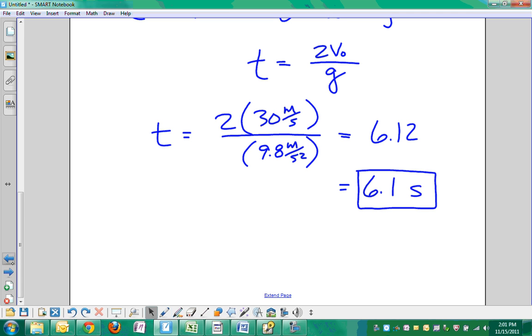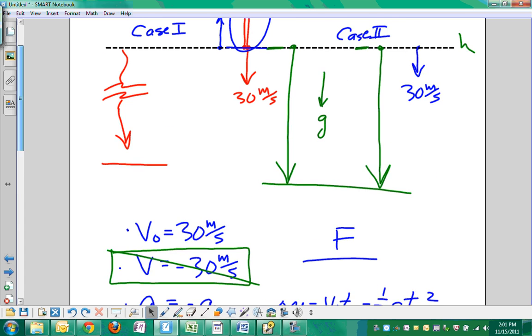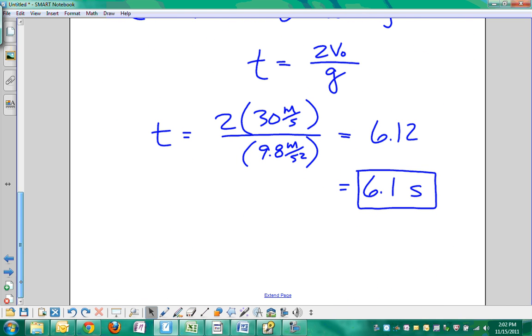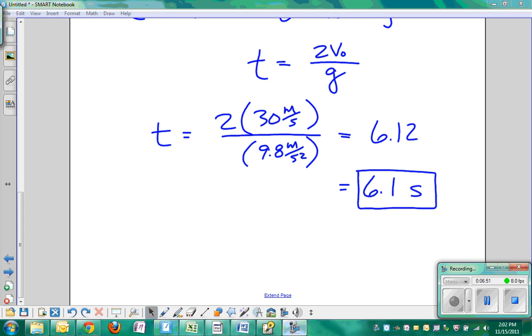So that's how much longer the first one would take than the second one, and then the same amount of time thereafter. A different way to ask this question would be, how long after you fired the one up in the air would you fire the one straight down so that they hit at the same time? You see that? All right. There's our answer for number 43.